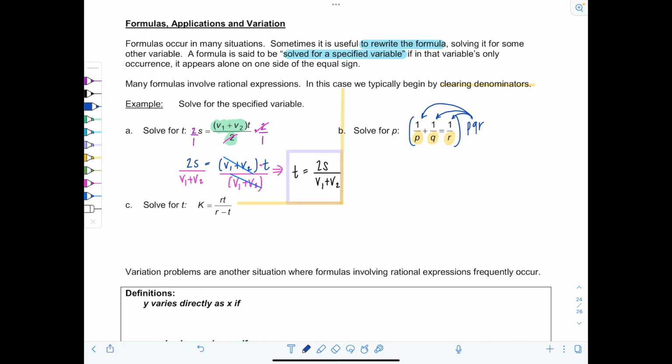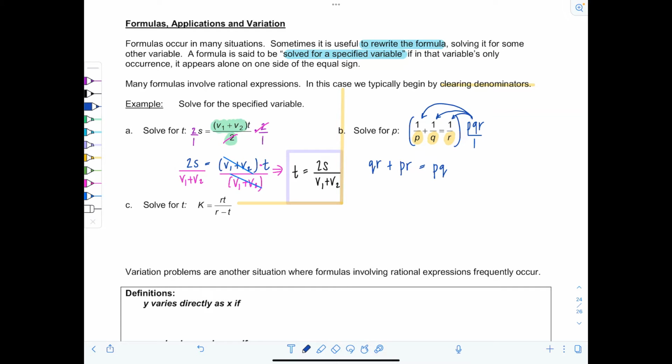Okay, good. Now this is PQR over 1 basically. So when I multiply PQR by that first term, by 1 over P, P cancels out. So I'm just left with Q times R plus 1 over Q, the Q will cancel out with PQR, so I'm just left with PR, and then this is going to equal, what should I have on the right-hand side? Very good, PQ.